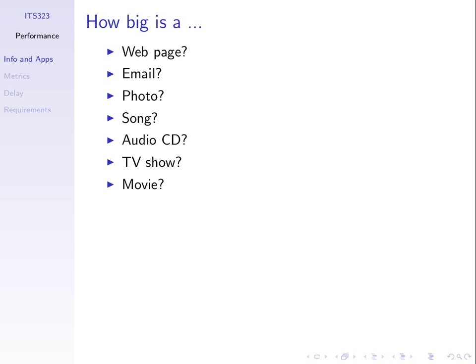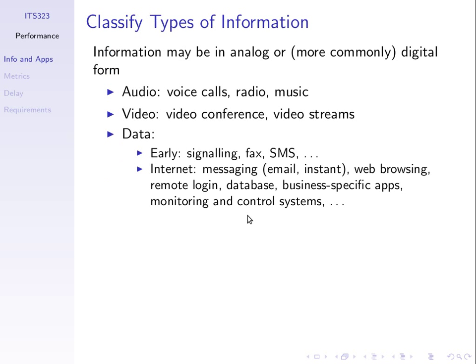Of those examples from last lecture, which one was the biggest? Anyone remember? The movie. We did some calculations of an example movie, and it turned out that a 2-hour movie was about 10 gigabytes: 9 gigabytes of actual video, 1.5 gigabytes of audio. Let's keep going.